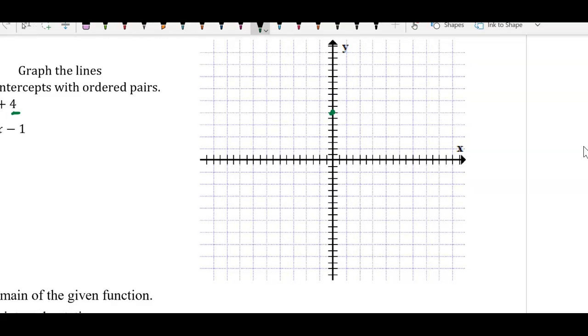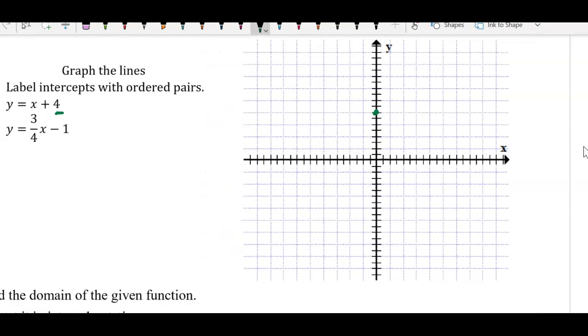Okay, and then the slope is the number in front of our x, which is going to be 1 over 1. So we're going to go up 1 and to the right 1, or we could go down 1 and to the left 1. Right, and then our line would be something like that if you were doing that.